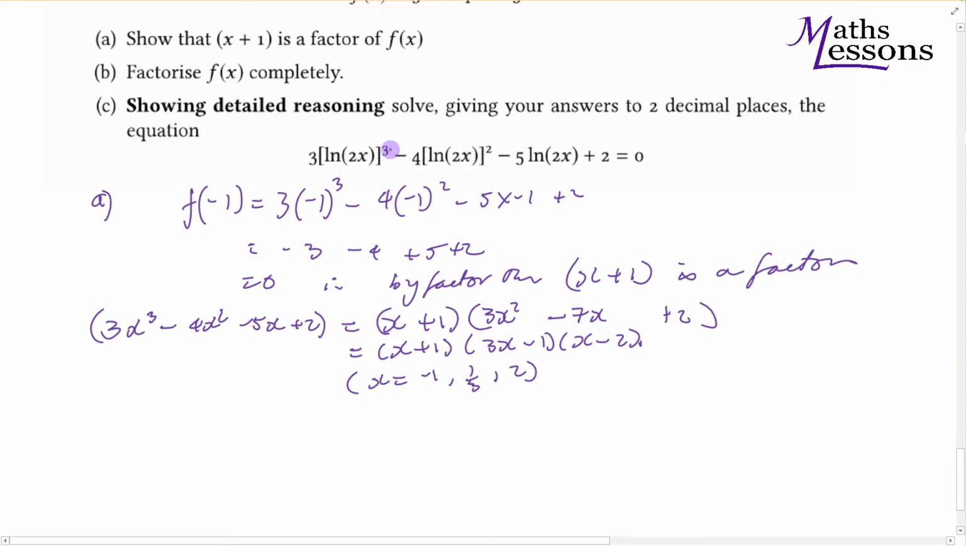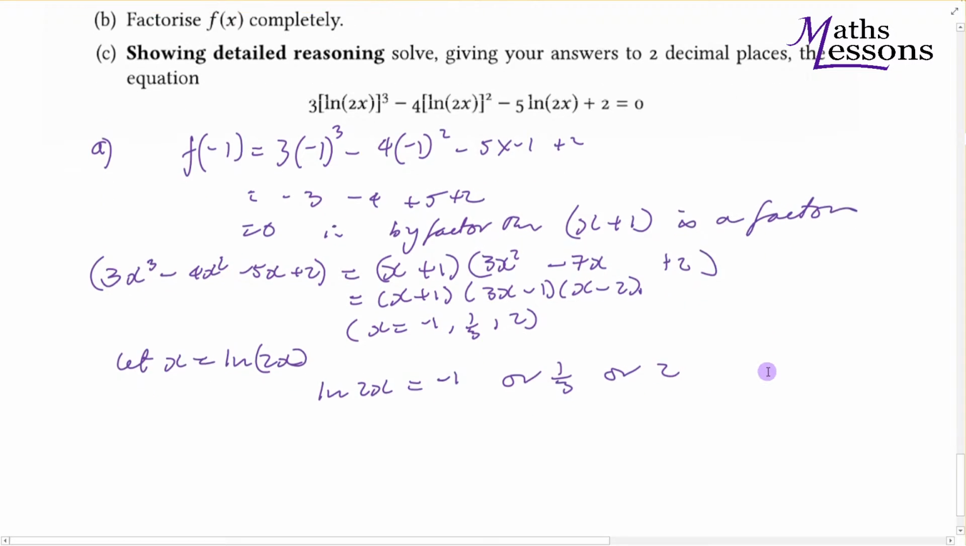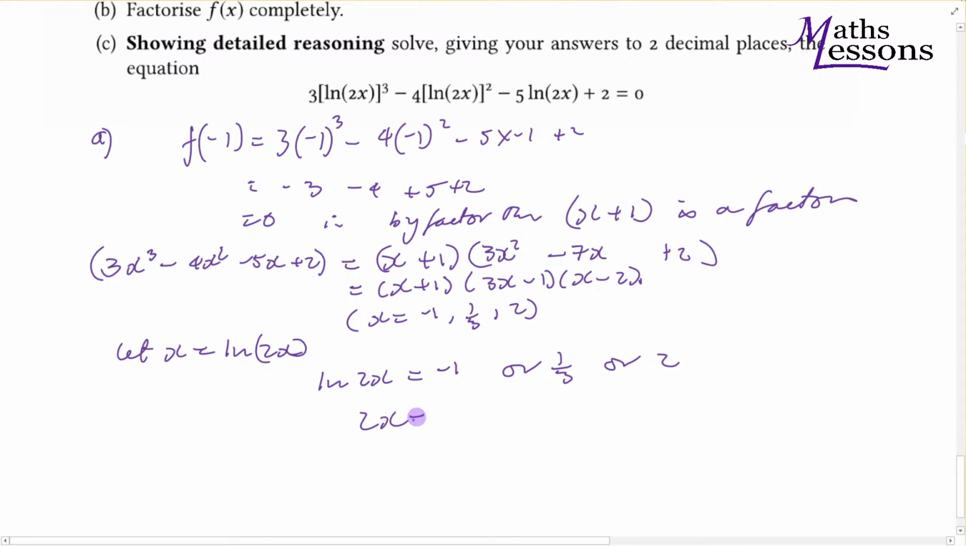I've got 3x cubed, 4x squared minus 5x plus 2 if x is natural log of 2x. So I'm going to let x equal the natural log of 2x. So if that's true, then natural log of 2x must equal minus 1 or 1/3 or 2. So if I raise both sides to the power of e, I get 2x will equal e to the minus 1 or e to the 1/3 or e to the 2, because if you raise both sides as a power of e, then that undoes the natural log.